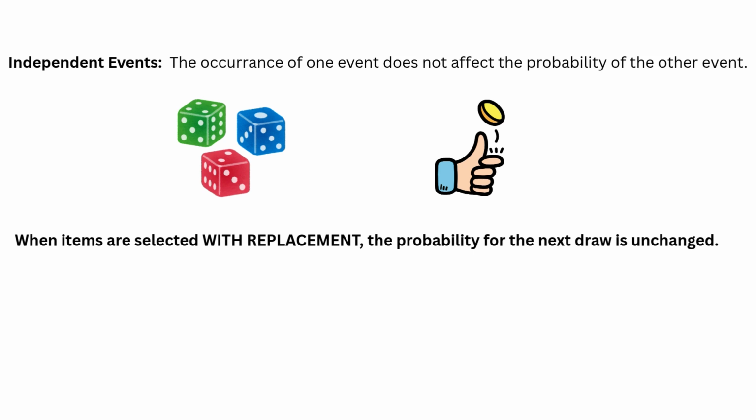Those are independent events. And in this case with the beads, when the items are selected with replacement, the probability for the next draw is unchanged. Those are independent events.